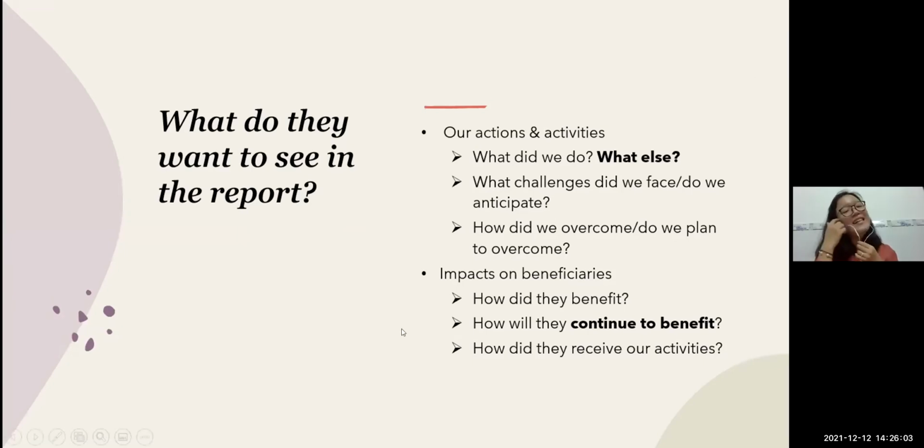And then the most important question you can ask about the impacts on the beneficiary is, we had a good intention in mind, but did they really welcome what you do for them? Did they really benefit?